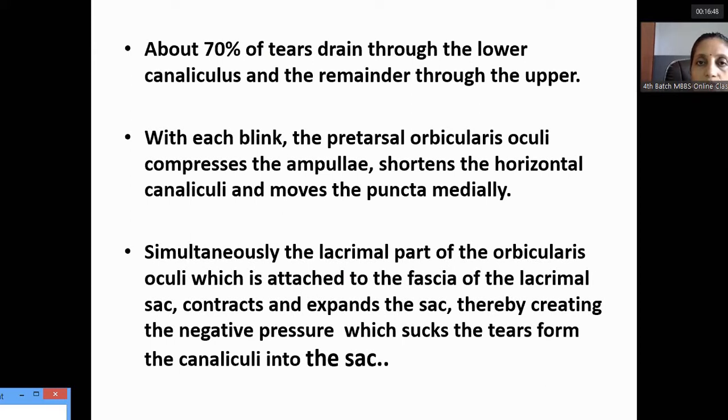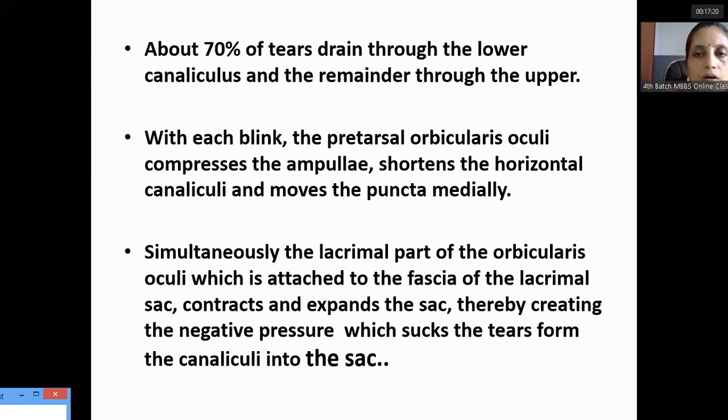So when you do the syringing test, you should not only test the lower punctum, because sometimes the lower punctum can be occluded. You have to do it through both the upper and the lower to check, because 30% is drained by the upper canaliculus also. With each blink, the pretarsal orbicularis compresses the ampulla, shortens the horizontal canaliculi, and moves the punctum medially.